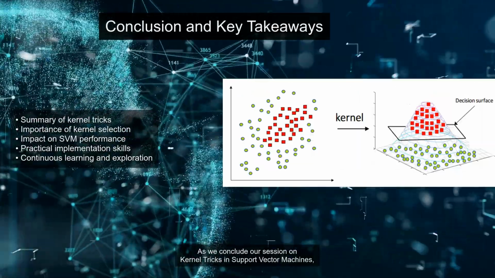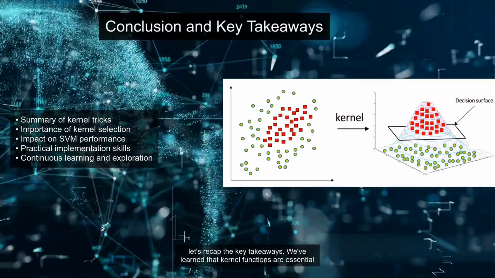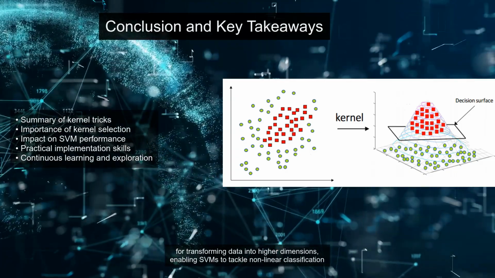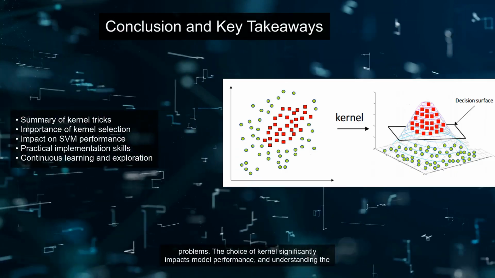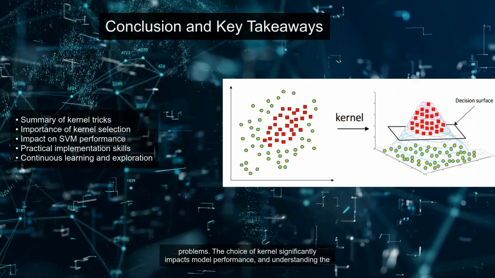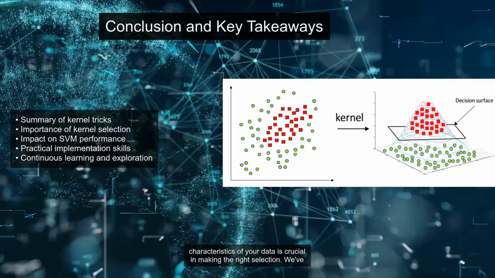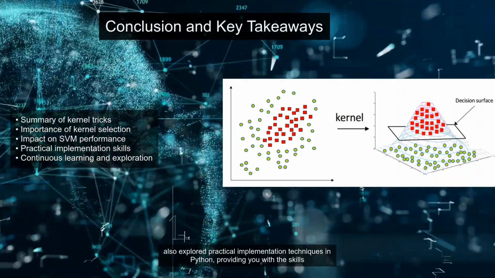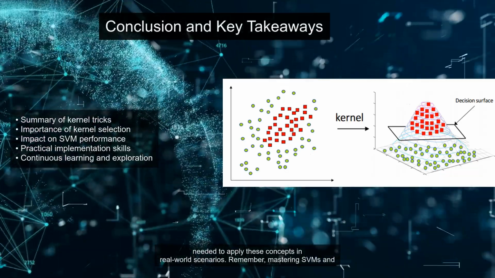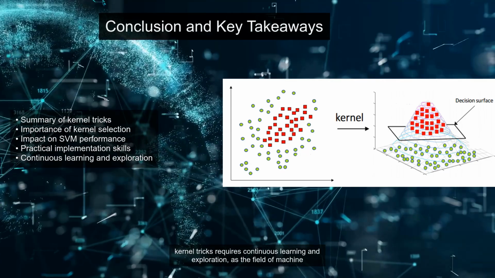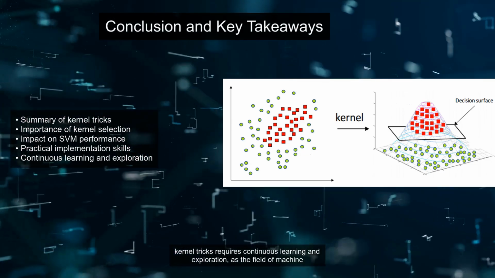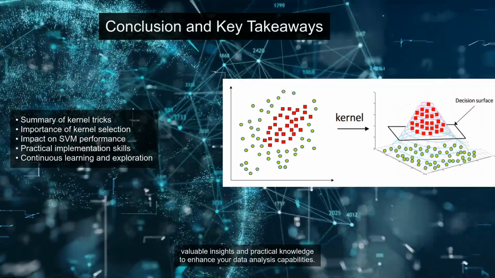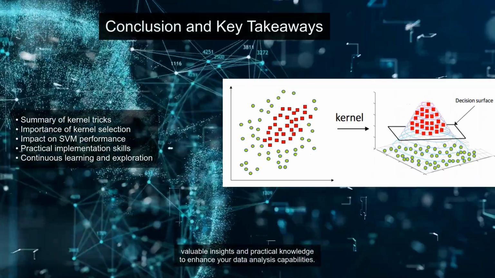As we conclude our session on kernel tricks in support vector machines, let's recap the key takeaways. We've learned that kernel functions are essential for transforming data into higher dimensions, enabling SVMs to tackle nonlinear classification problems. The choice of kernel significantly impacts model performance, and understanding the characteristics of your data is crucial in making the right selection. We've also explored practical implementation techniques in Python, providing you with the skills needed to apply these concepts in real-world scenarios. Remember, mastering SVMs and kernel tricks requires continuous learning and exploration, as the field of machine learning is constantly evolving. We hope this video has equipped you with valuable insights and practical knowledge to enhance your data analysis capabilities.